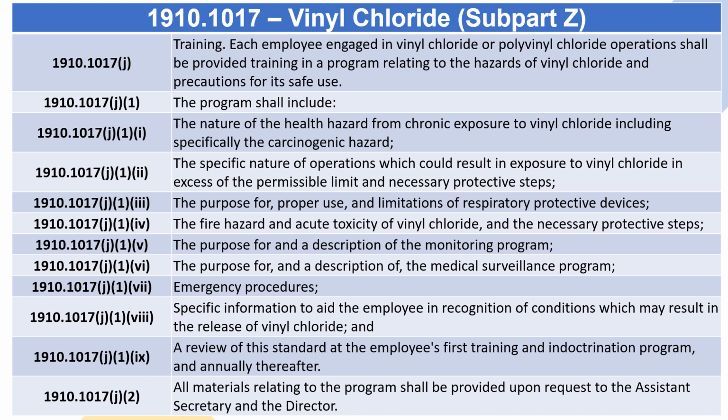The nature of the health hazard from chronic exposure to vinyl chloride, including specifically the carcinogenic hazard; the specific nature of operations which could result in exposure to vinyl chloride in excess of the permissible limit and necessary protective steps; the purpose for, proper use, and limitations of respiratory protective devices; the fire hazard and acute toxicity of vinyl chloride, and the necessary protective steps; the purpose for and a description of the monitoring program; the purpose for and a description of the medical surveillance program; emergency procedures; specific information to aid the employee in recognition of conditions which may result in the release of vinyl chloride; and a review of this standard at the employee's first training and indoctrination program, and annually thereafter.